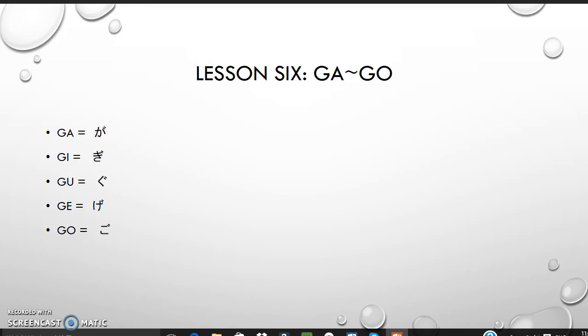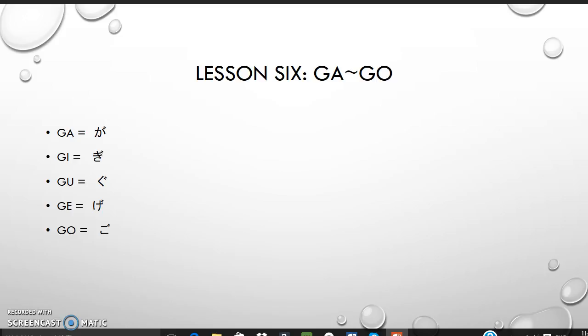Then next we have gu. A good word that uses gu is oyogu, which now we know all the characters for. So you can practice writing all of these words out now. Oyogu means to swim. So pretty good there. Next up we have ge.